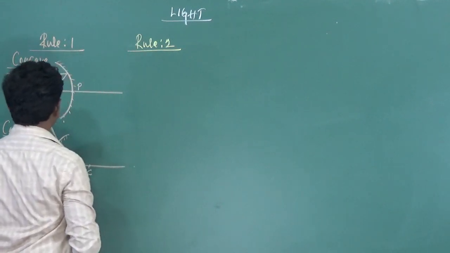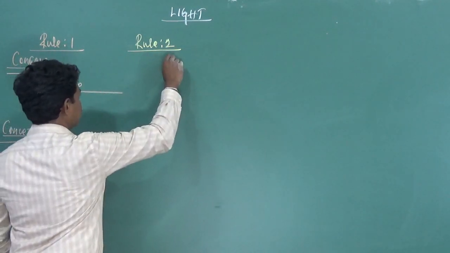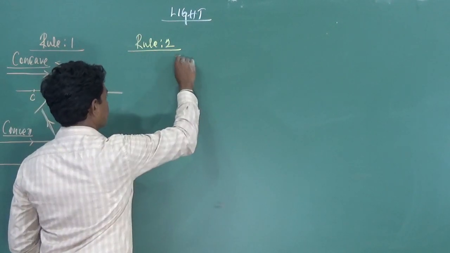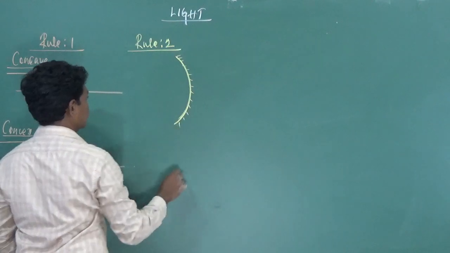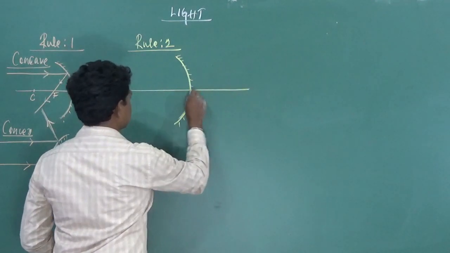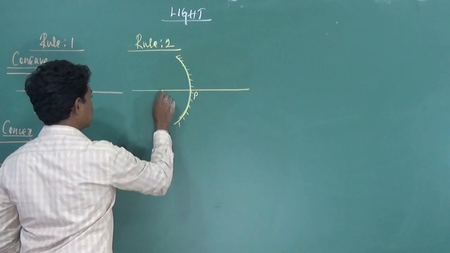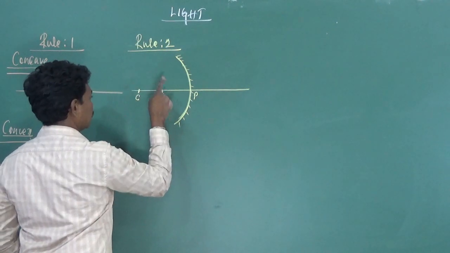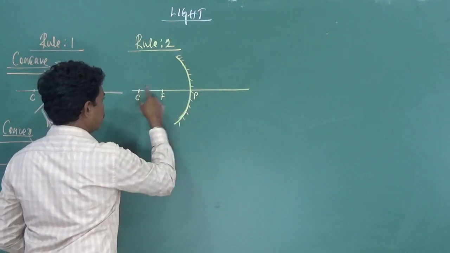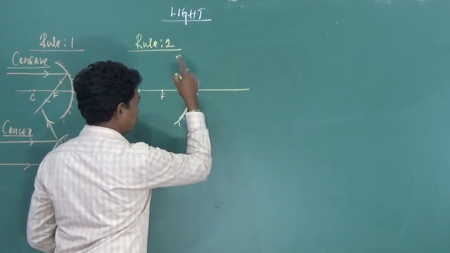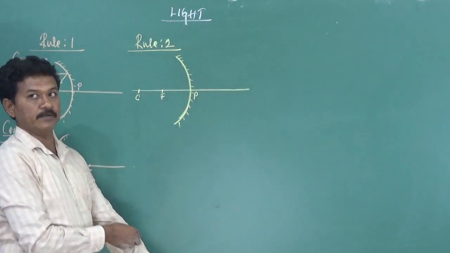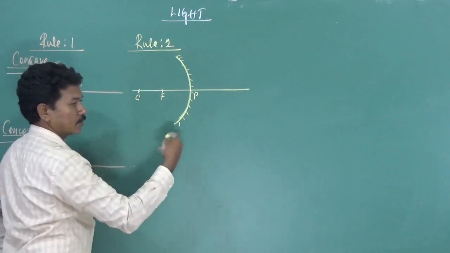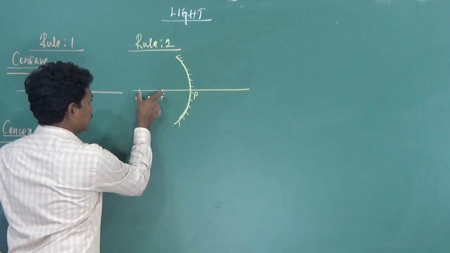Now, let us imagine a concave mirror. This is the silvered surface. This is the pole of the mirror. This is the principal focus, and this is the radius of curvature. The principal focus should always be the midpoint between the center of curvature and the pole, because we have derived that f is equal to r by 2. So this half will be equal to this half.